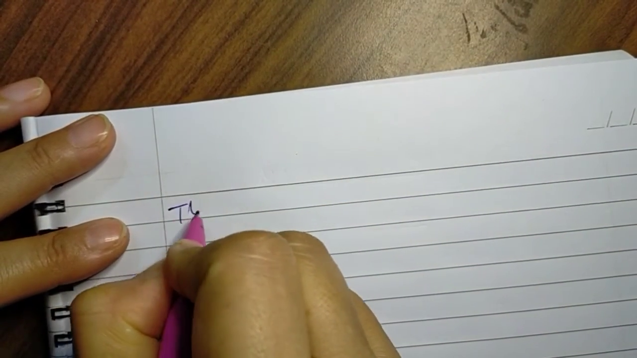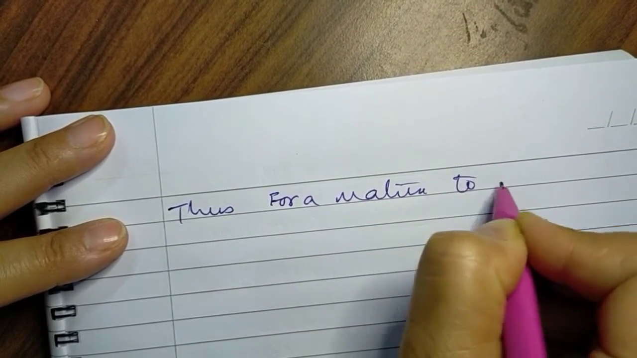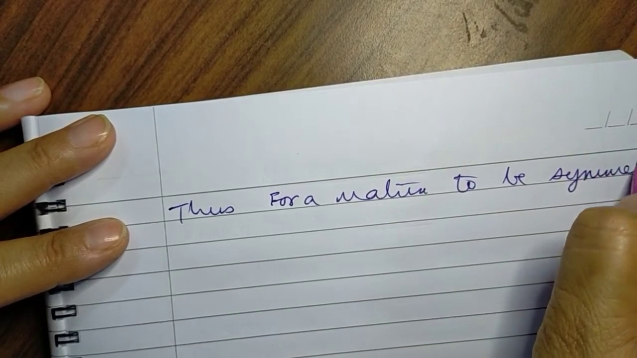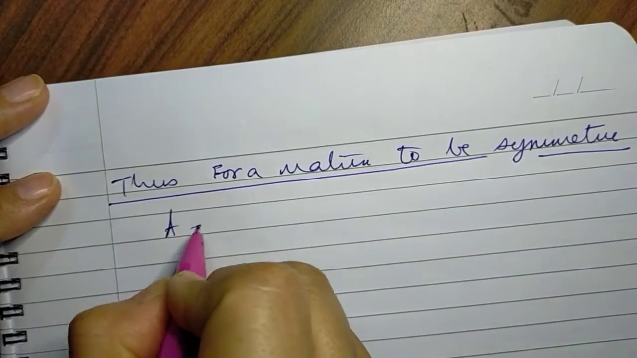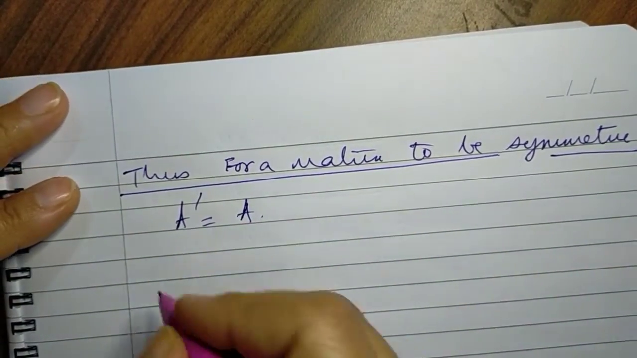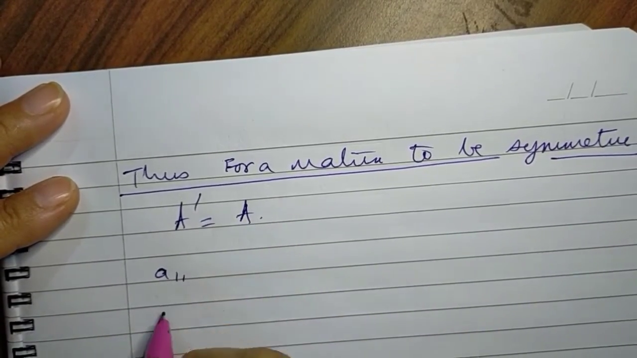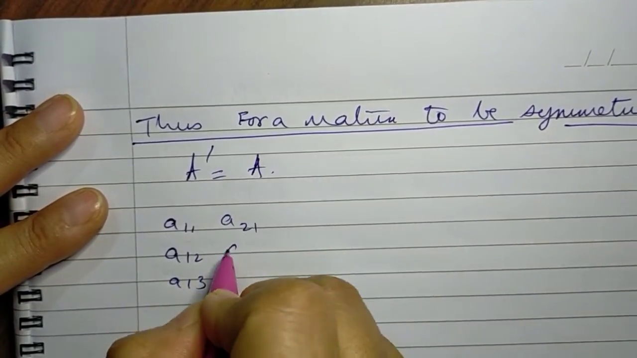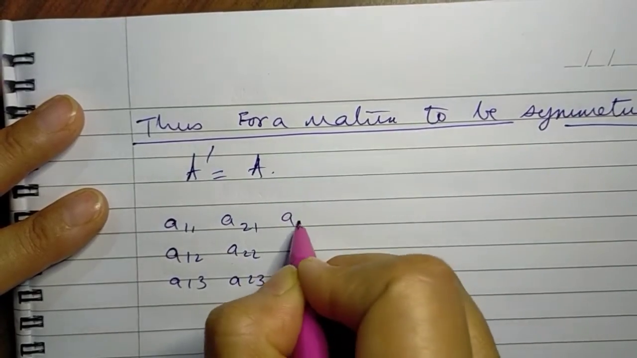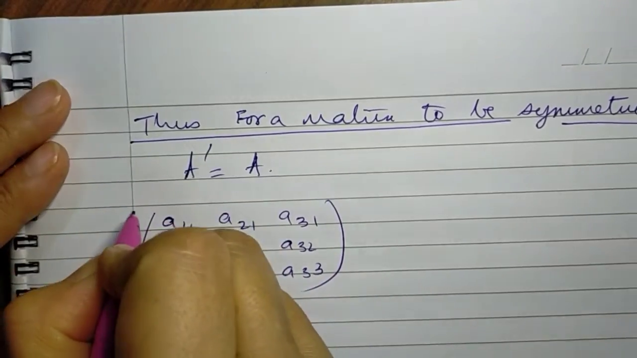And so thus for a matrix to be symmetric, we have to see what the conditions required for this are. A transpose should be equal to A. It means, what do we have? I'll just simply write A transpose: A11, A12, A13, A21, 22, 23, 31, 32, 33. This is the left hand side. This is A transpose.